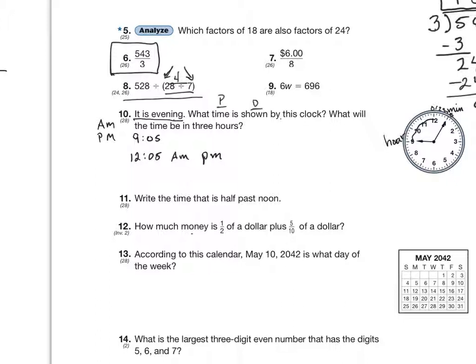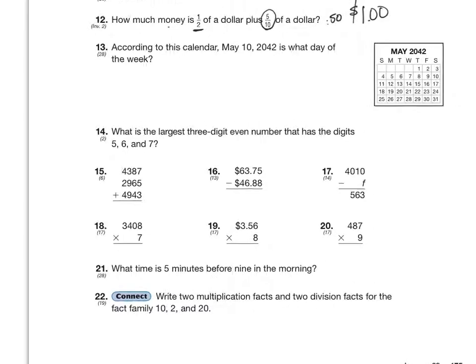How much money is 1/2 of a dollar plus 5/10 of a dollar? Oh, this is good stuff. I love it. What is 1/2 of a dollar? This is really good fraction stuff for you guys. So 1/2 of a dollar is 50 cents. And then 5/10 of a dollar. Isn't that the same as 1/2? Because 0.5 is the same as 5/10. So if I add 2 halves together, I would get $1. Right? All right. There's a freebie. That one was so easy.